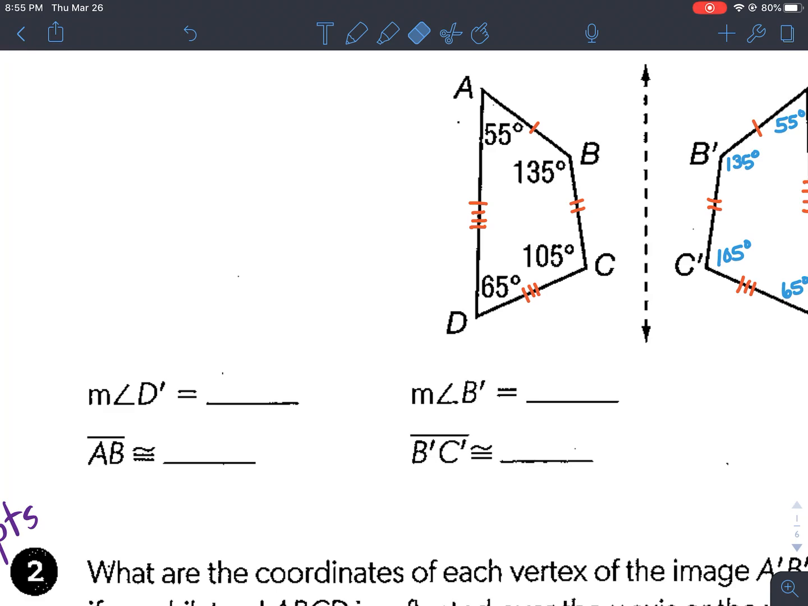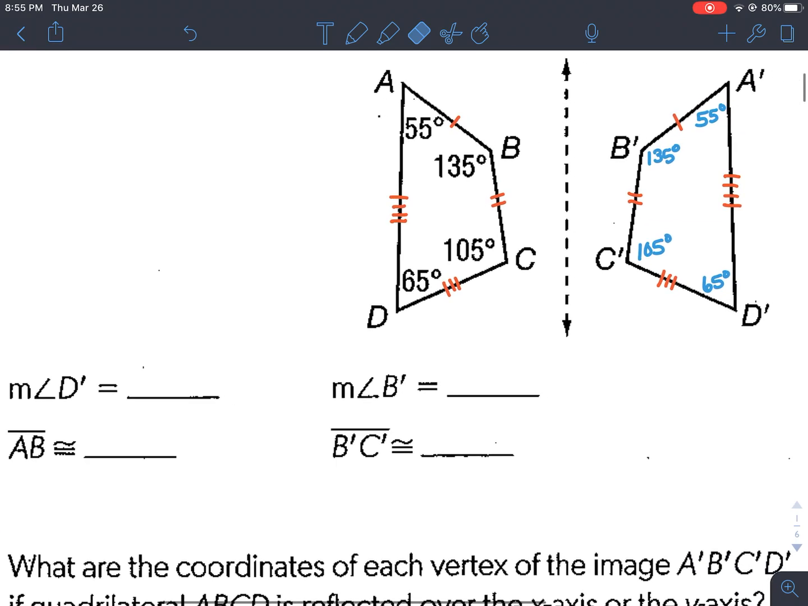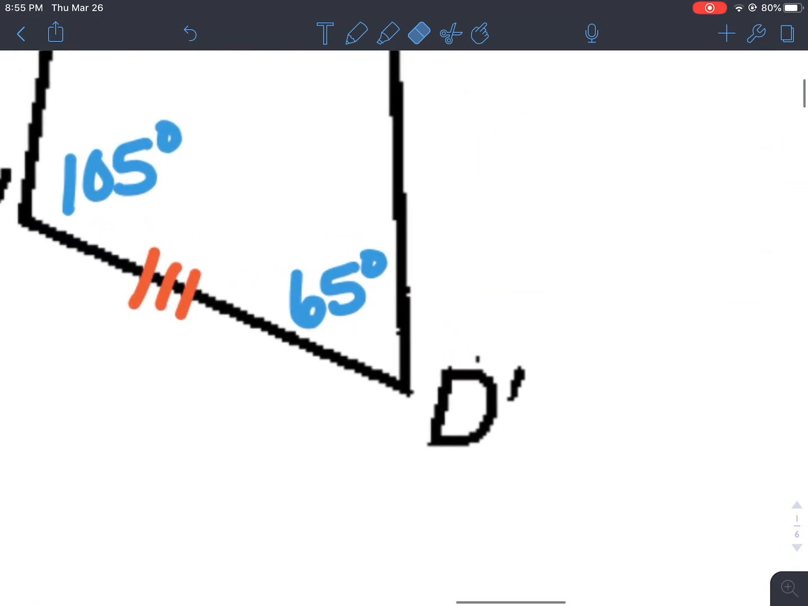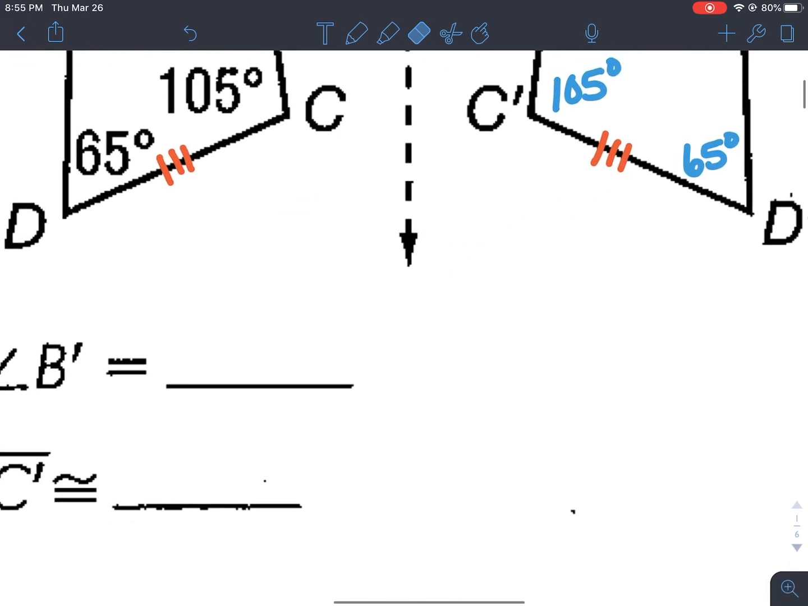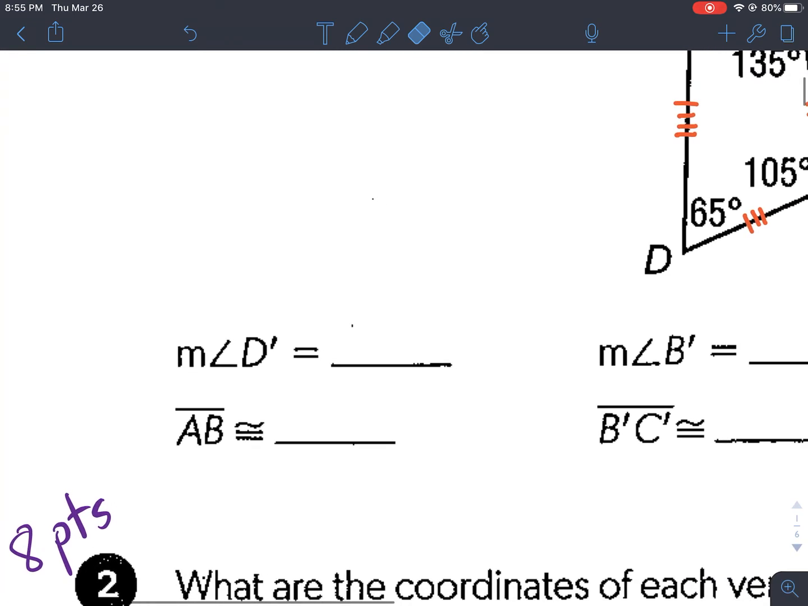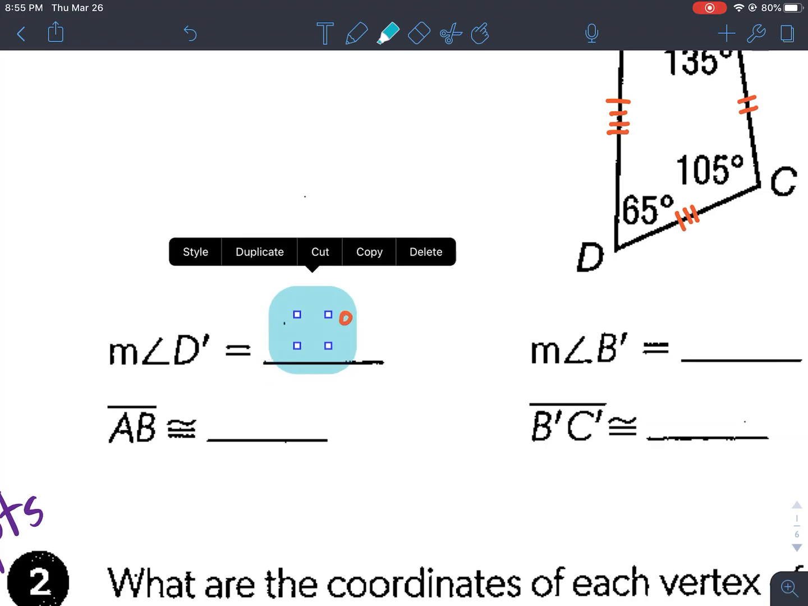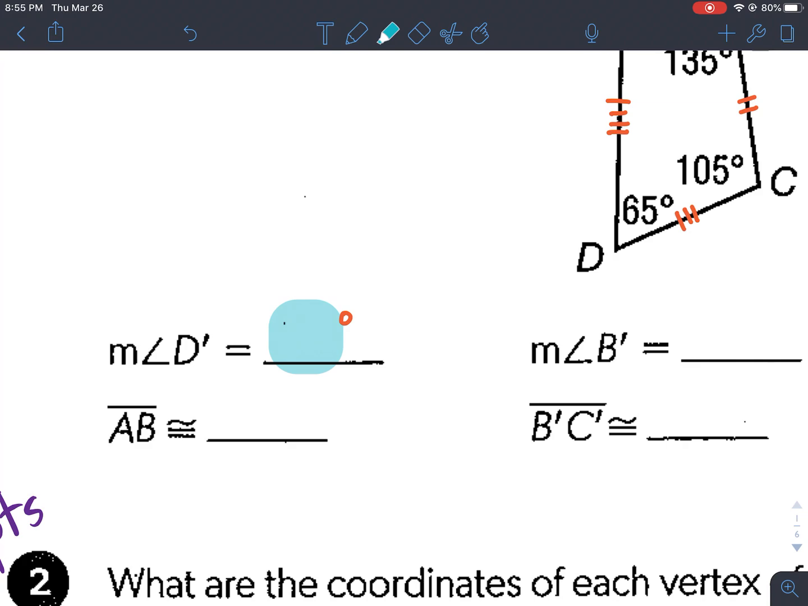Okay, so for the measure of angle D prime, well, come over here. What is the measure of angle D prime? Whatever that is, you're going to write that down here, and don't forget your degree sign. So you're going to find that answer yourself. And again, don't forget the degree sign.